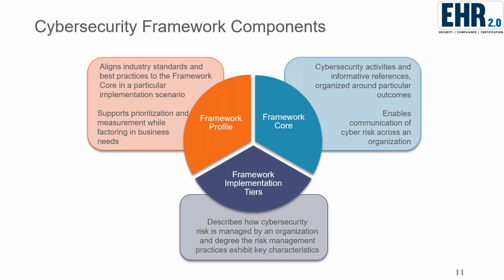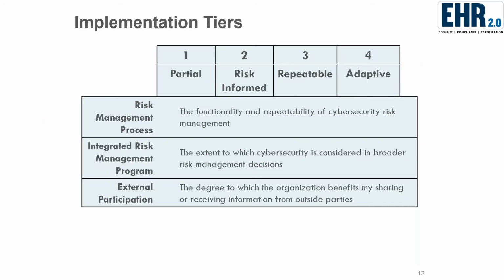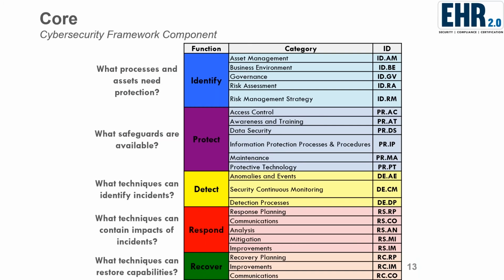So there are three key components of the cybersecurity framework. One is called core. We will look into that in detail with respect to what is core, what is tier, and what is profile. So essentially, the core is the 5 different areas that an organization needs to go through.